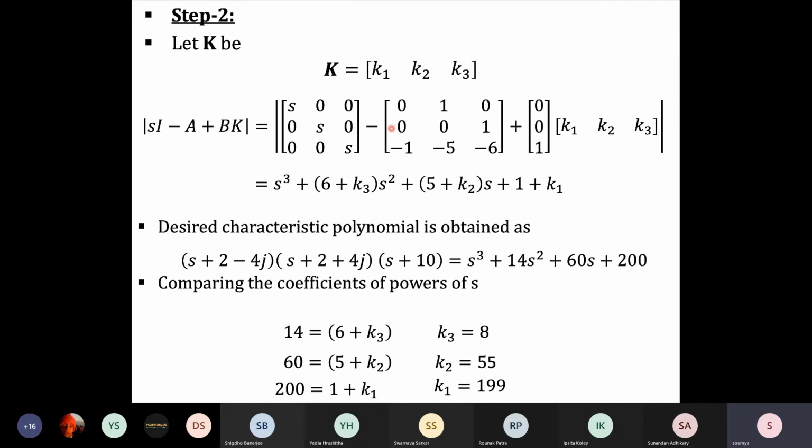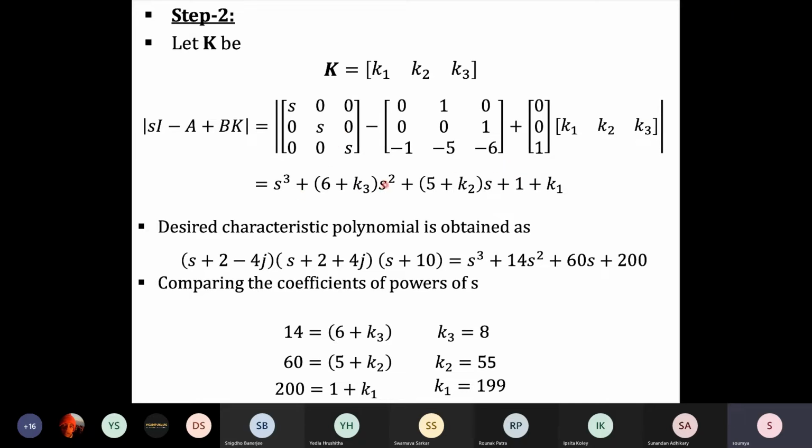Now let this K be K1, K2, K3, right? So take this sI minus A plus BK in this form, where I already know what A and B are, right? And take the determinant. As you can see, you have this sI, the identity matrix multiplied by s, minus A, the A matrix of the system, plus B, the B matrix of the system, and K, which is the unknown matrix to be synthesized, right? So if you take the determinant, this is what you get.